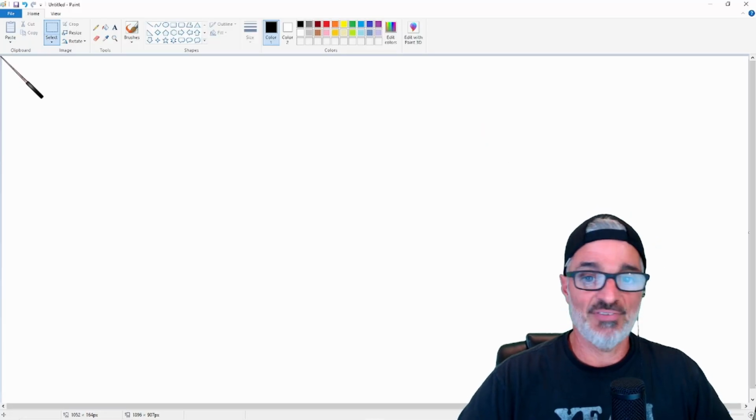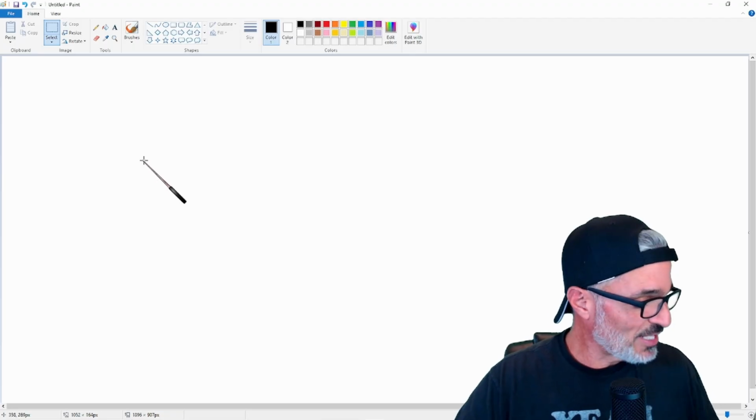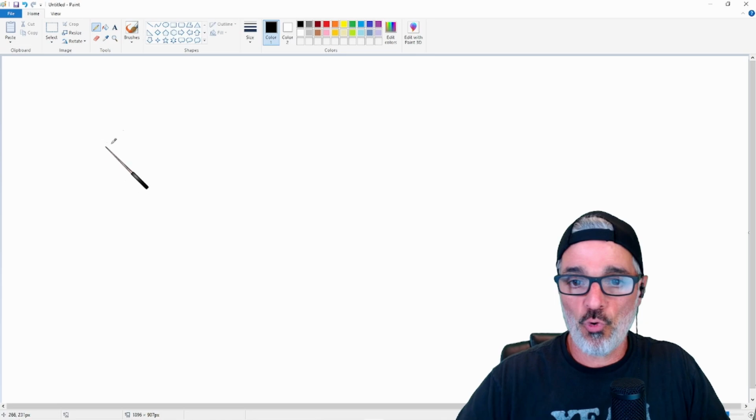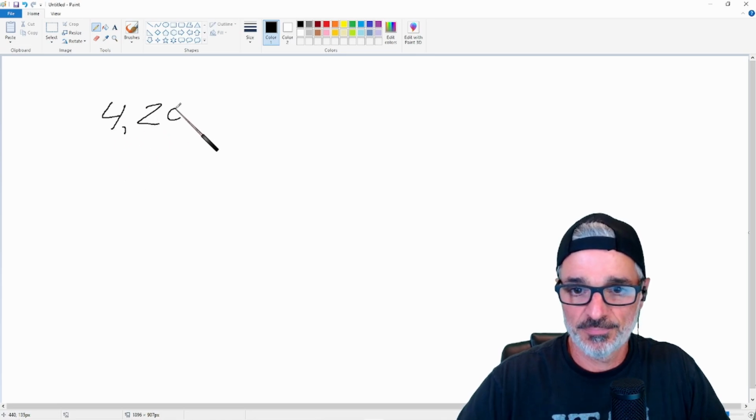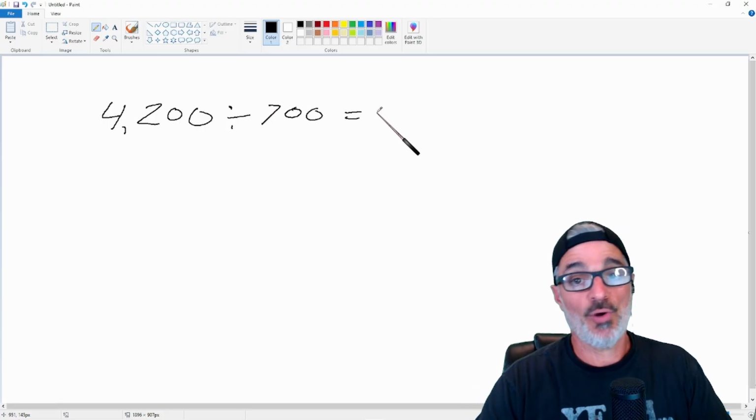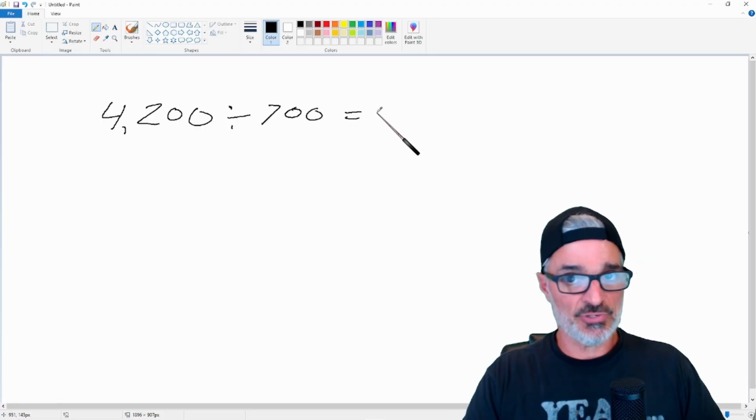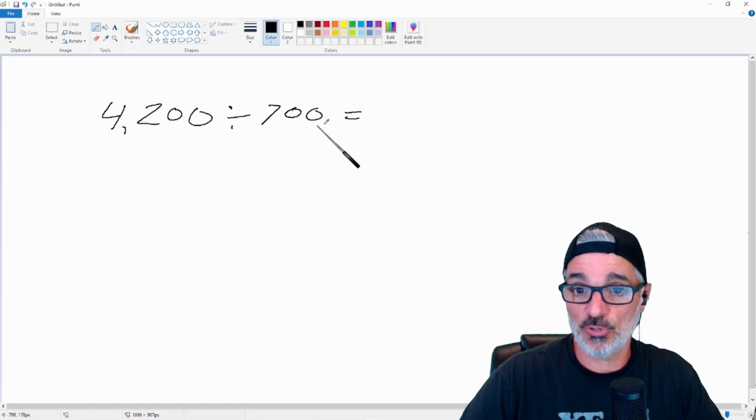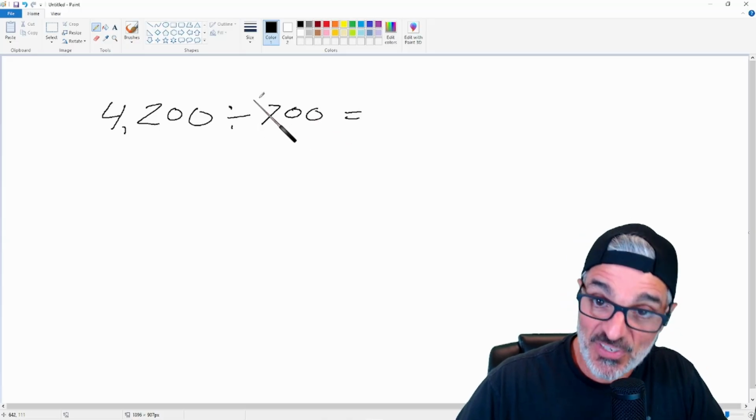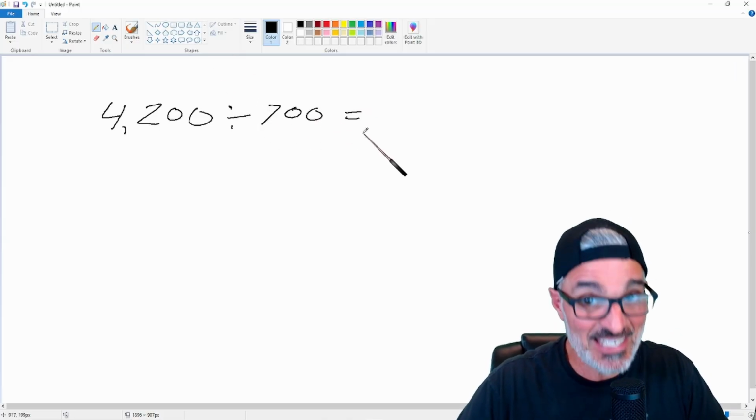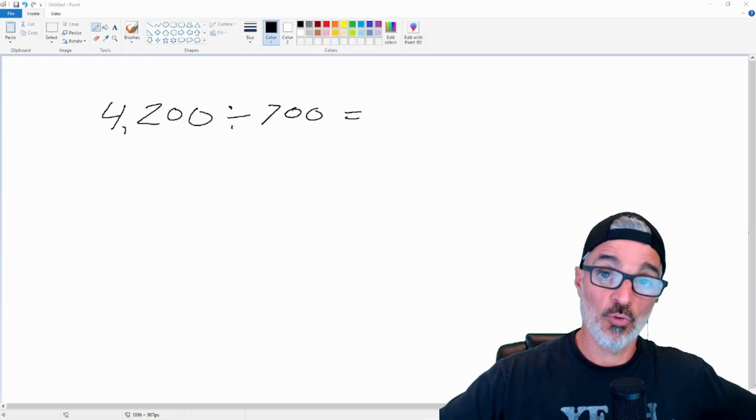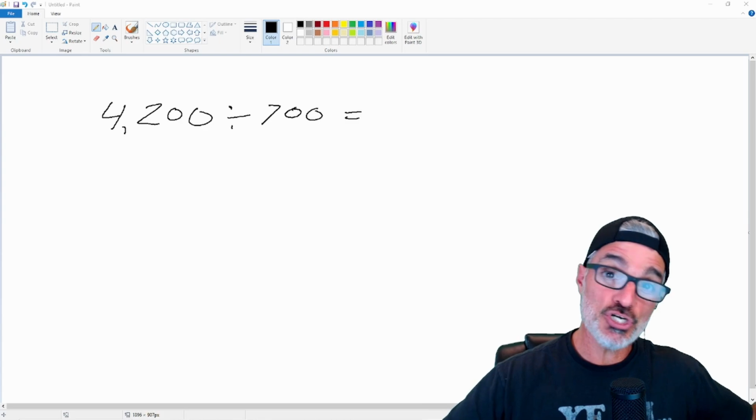Here we go. So dividing by multiples of 10. Let's start with let's say that we need to divide 4,200 divided by, let's say, 700. As you can see, we don't have powers of 10 here. We don't have 10 or 100 or 1,000 or 10,000, but we have multiples of 10. So this is a multiple of 10. This is a multiple of 10. How do we know they're multiples of 10? Because they end in 0, my fellow brothers and sisters.